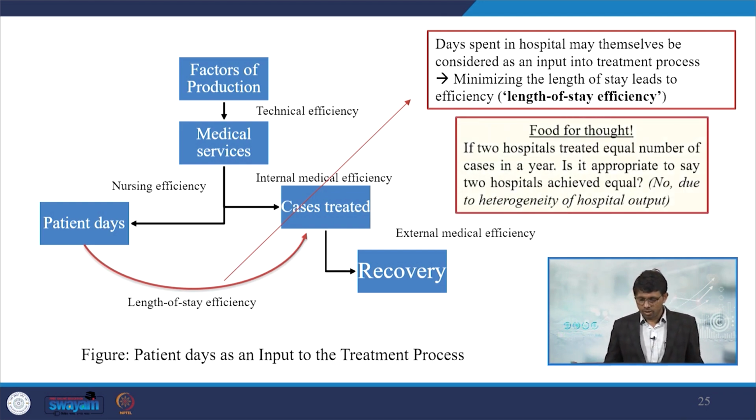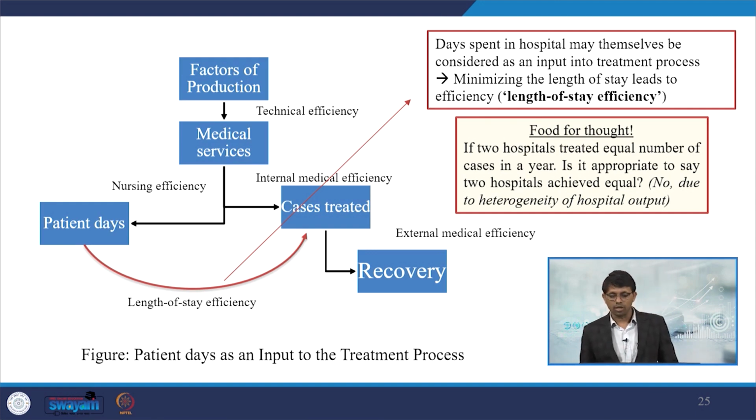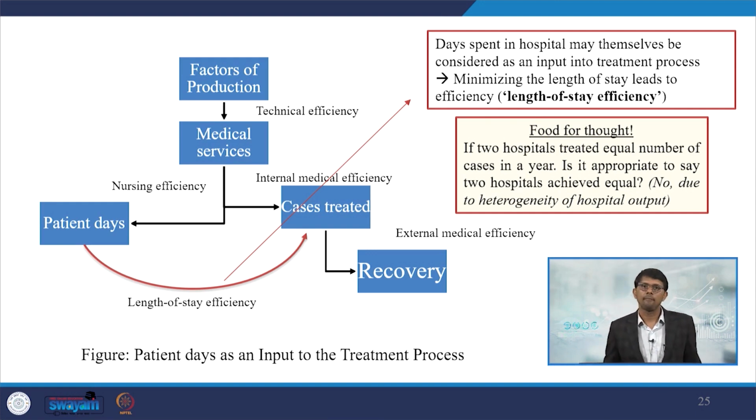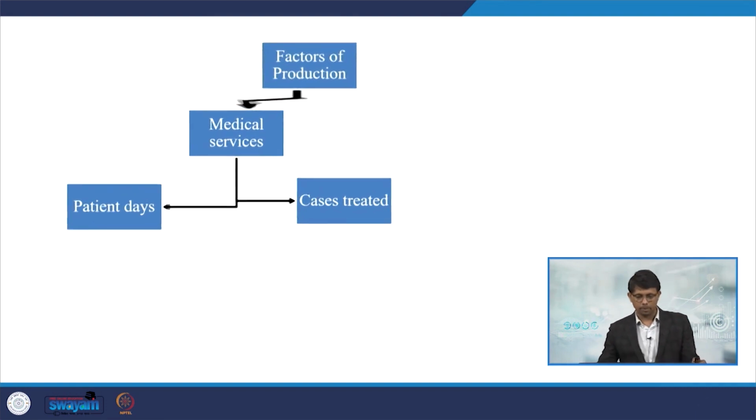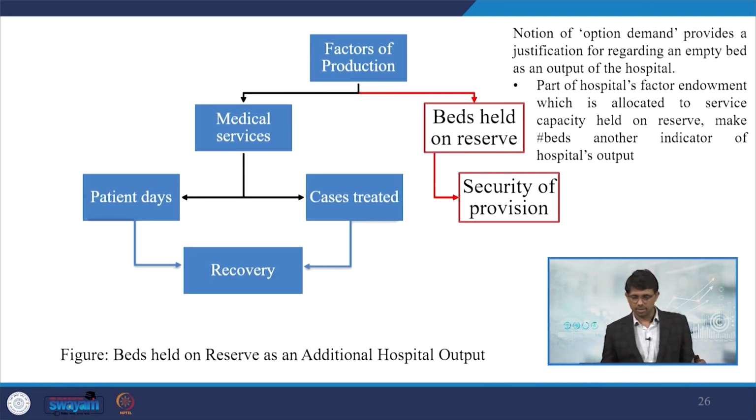And one understanding is important to mention. If two hospitals treated an equal number of cases in a year, is it appropriate to say the two hospitals really achieved equal output? It is indeed no, because there occurs heterogeneity of output, that is services, hence they are not comparable. So in that case, the service categories are really different.